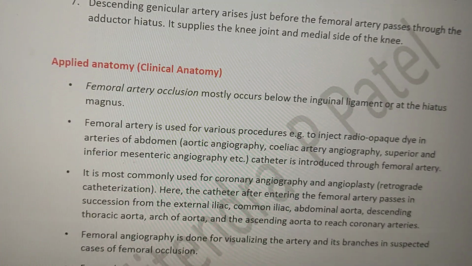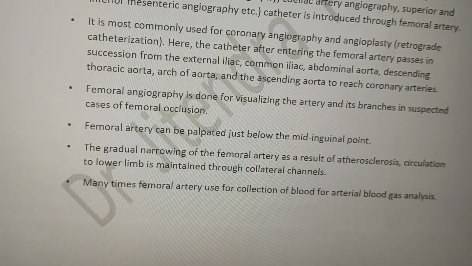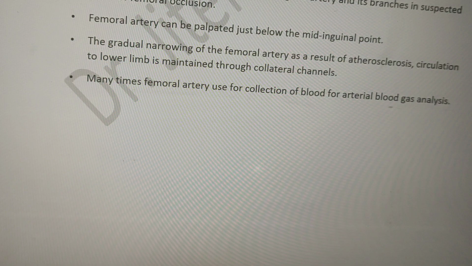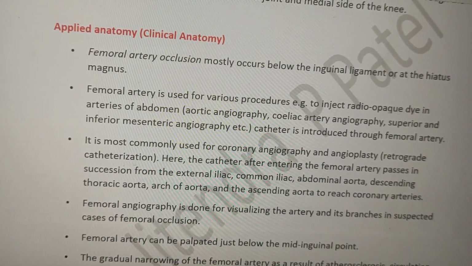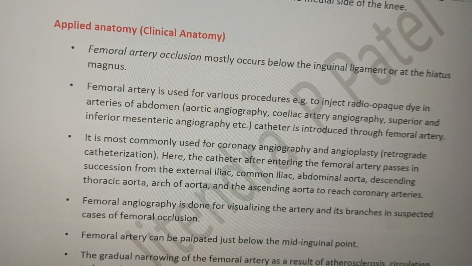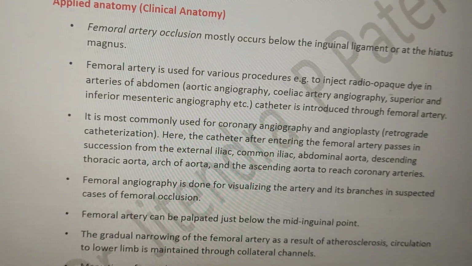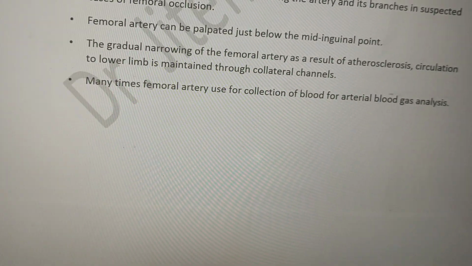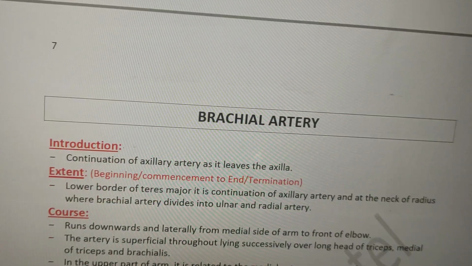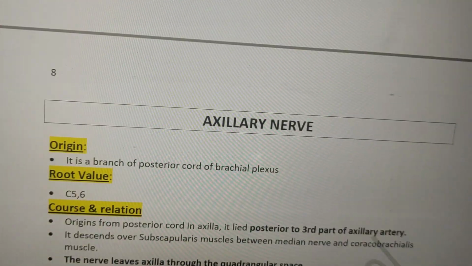Then applied anatomy. I have kept all the applied anatomy of the femoral artery. Mainly it is used for cardiac catheterization, and femoral artery occlusion at either the inguinal ligament or hiatus magnus, either at the origin or at the end of the artery. Another, I have put the brachial artery. Same thing. I have kept 2 examples.